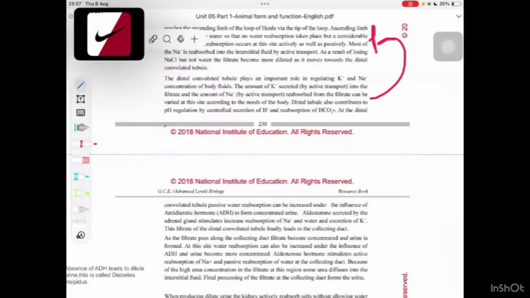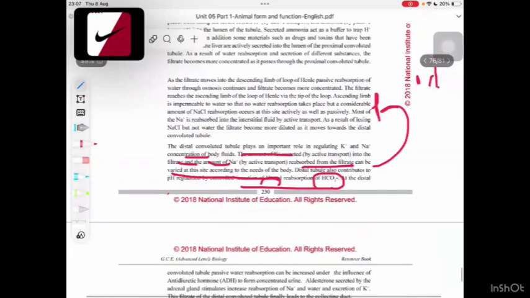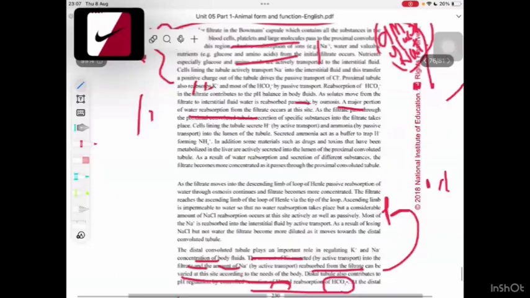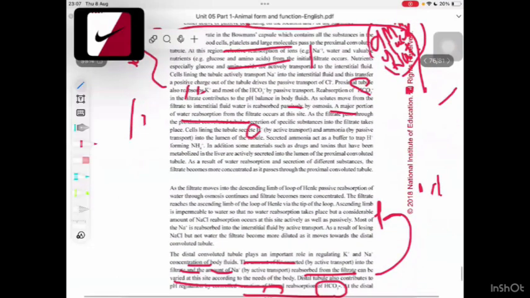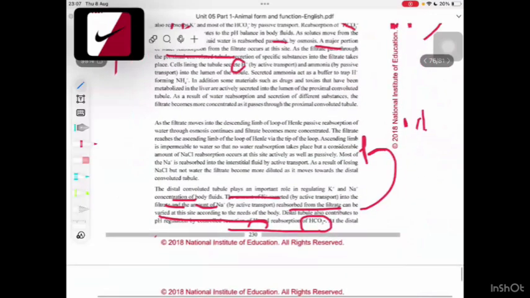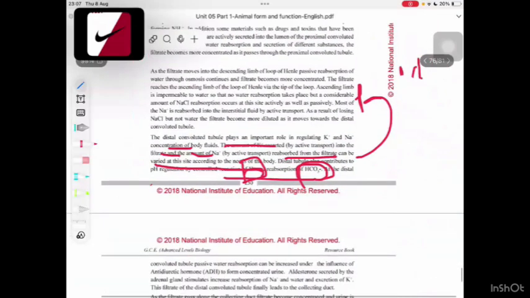The amount of K+ secreted into the filtrate and the amount of Na+ reabsorbed from the filtrate can be varied according to the needs of the body. The distal tubule also contributes to pH regulation by H+ secretion and reabsorption of bicarbonate ions. Here also bicarbonate ions are reabsorbed, and H+ is secreted, right? Okay.